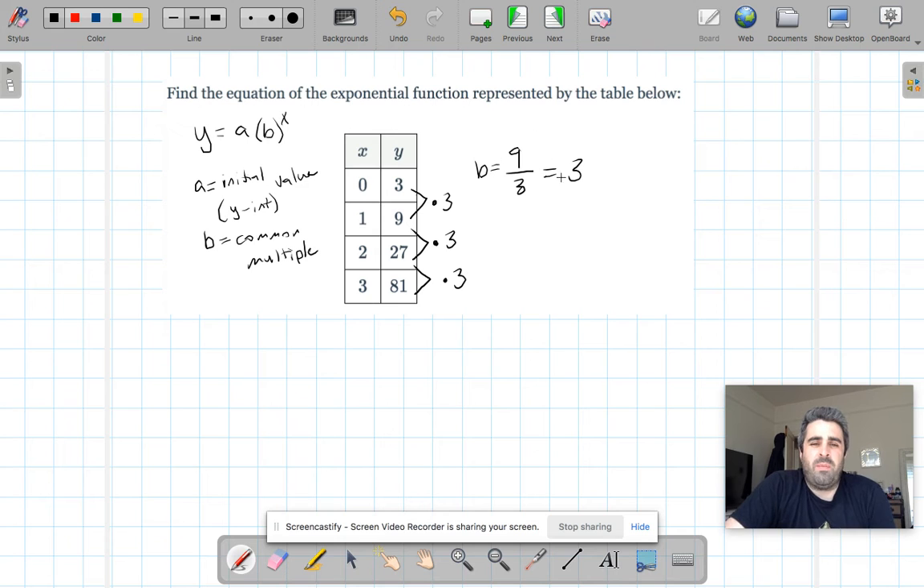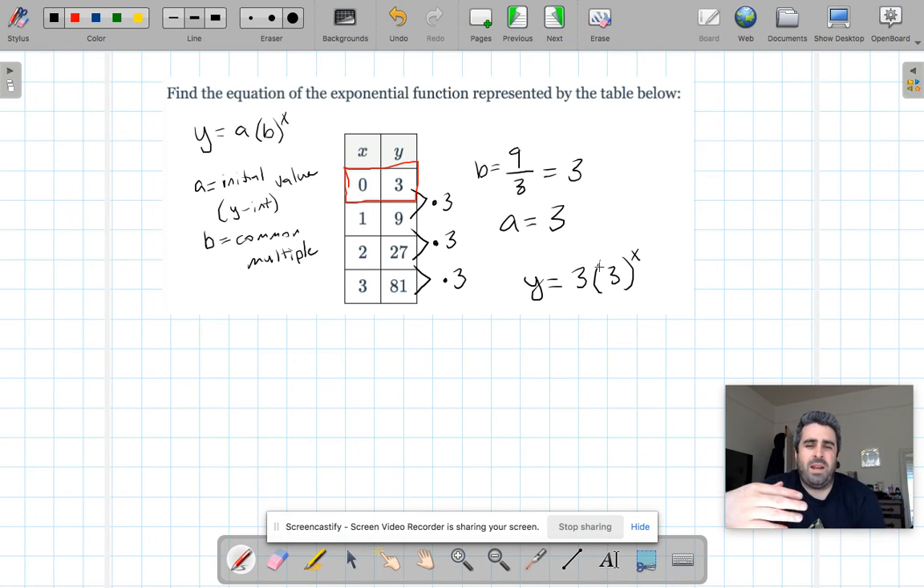So I've figured out what my b value is, and then my a value for the exponential equation is going to be the y-intercept. So the y-intercept occurs where x is 0. So in this case, it's this first number that we see in the table, 0, 3. So that's my y-intercept. So my a value is, in this case, 3. The y value where x is 0. So now I just have to put it all together to write my equation. So y is equal to a, which is 3, times 3 to the x power.